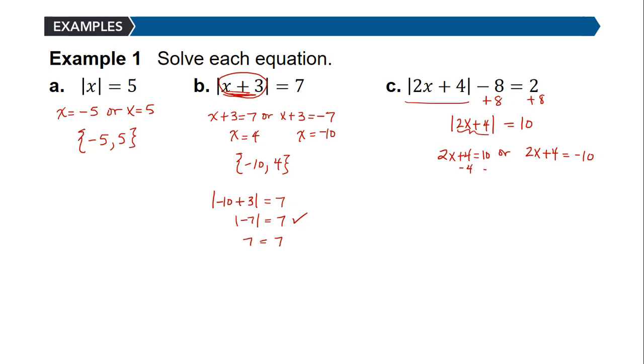Subtract 4 from each side. So we get 2x is equal to 6, and then divide by 2 to get x equals 3. Or 2x equals -14, divide by 2 to get -7. The solution set then is -7, 3.